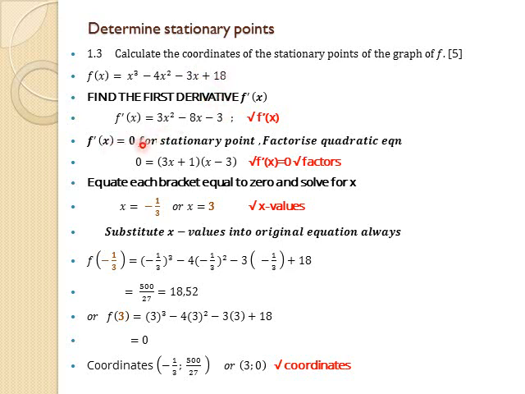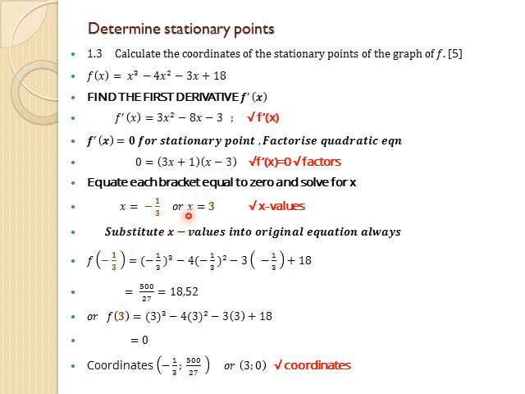So the first derivative must be equal to 0 for stationary points. So 0 equals, and if I factorize that, 3 is a prime number, so it can only become 3x times x. Minus 3 is also a prime number, minus 3 times 1. For the middle term, 3x times negative 3 gives me negative 9, plus 1x gives me negative 8x. Right? So each bracket there, if I equate it to 0 using the zero factor law, x equals negative 1 over 3 or x equals 3.